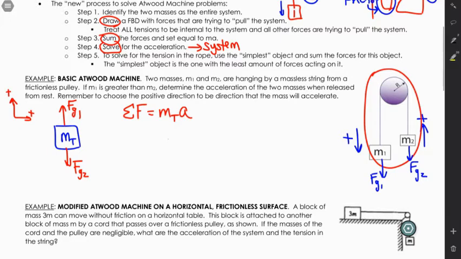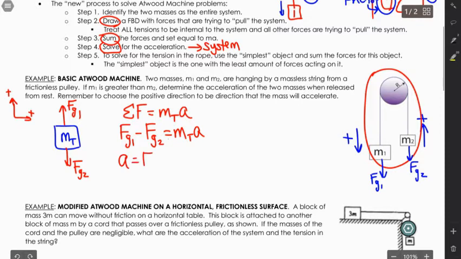Okay? And so what forces do we have acting? We've got FG1 up. We have FG2 down. And it's going to be equal to M times A. We're looking for acceleration, so we're going to have FG1 minus FG2 over MT. And now we're going to plug in M1, M2, and so forth and simplify.